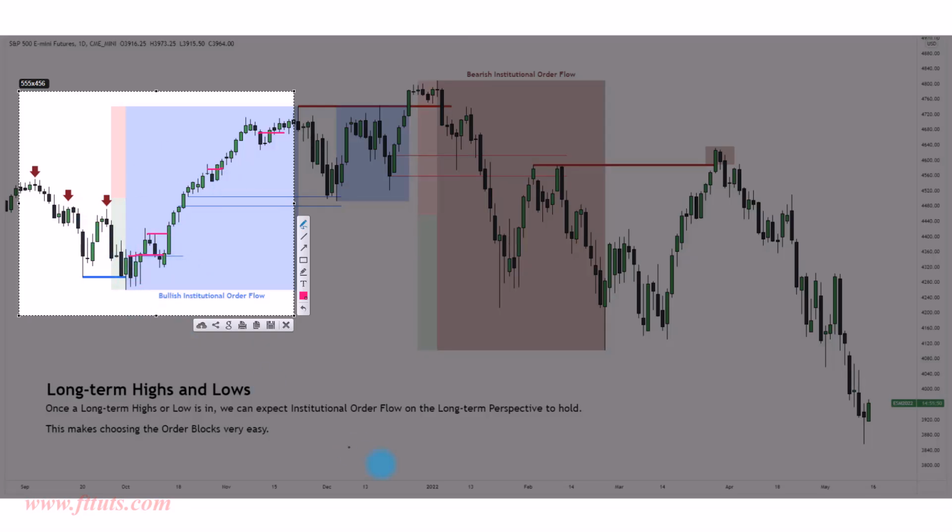But take a look at institutional order flow. Resistance levels start to break. Bearish order blocks start to break. So now this puts perspective. Once the long-term low is in, we can expect these opposing order blocks to break, and these opposing highs to be hunted.